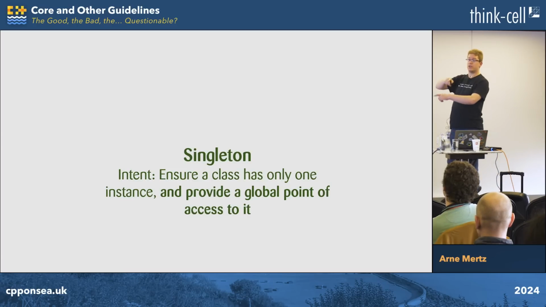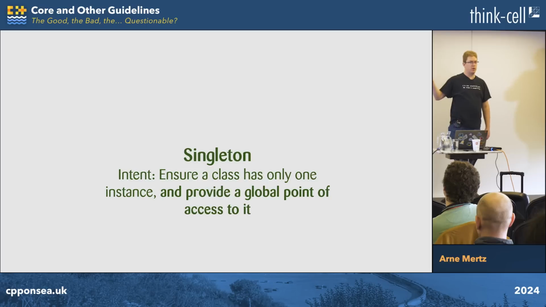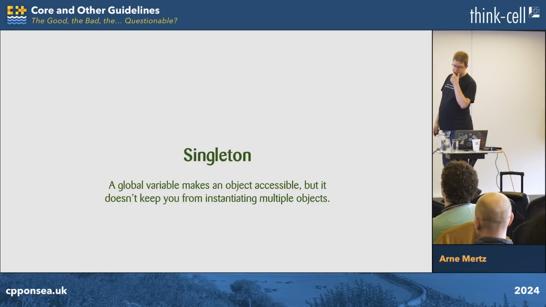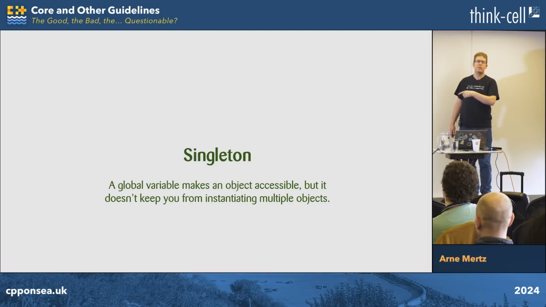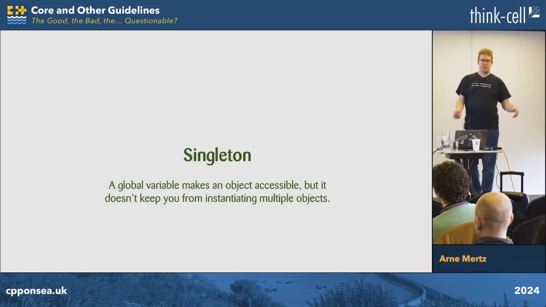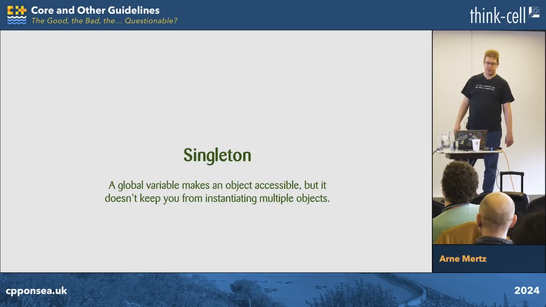They should have turned it around. If you want a global point of access, and incidentally you have only one object of this type, then singleton might be a good idea. Because they say a global variable makes an object accessible, but it doesn't keep you from instantiating multiple objects, especially in C++. You might accidentally copy this variable if it is copy constructible. Or you may, by not knowing, instantiate your own version of it, and then maybe your global logger does not get used and funny things happen.